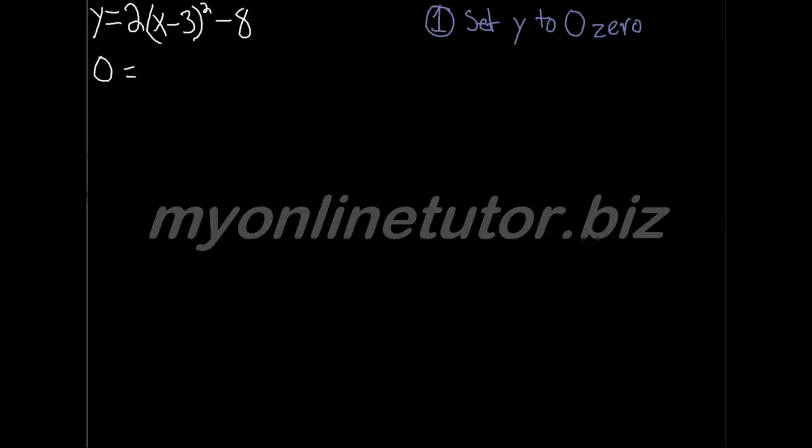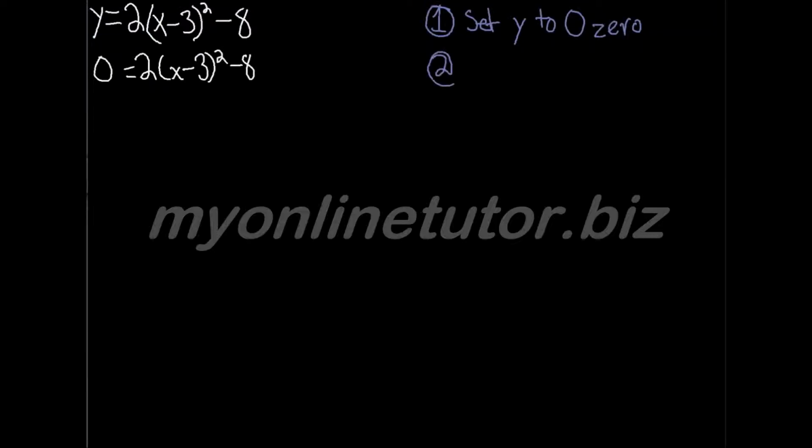Number 1. Set y to 0. This is done because you're trying to find the x-intercepts, which is where a graph crosses the x-axis. On the x-axis, you've not moved up or down, therefore your y value, which represents vertical movement, should be 0 because there is no vertical movement.